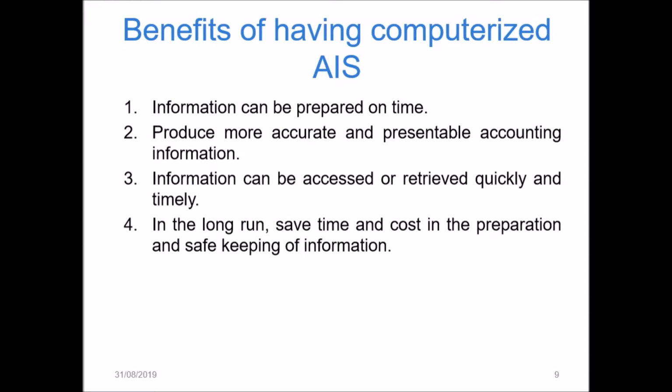Bear in mind, when we talk about information system, accounting information system, accounting software and whatnot, the cost is expensive. The cheapest accounting software in the market is around 1,000 to 2,000 ringgit, and it can go to a couple of thousand ringgit, and some of the more advanced systems can cost like 13,000 and 15,000 ringgit. But when we talk about the benefit in the long run, it actually saves time and cost.